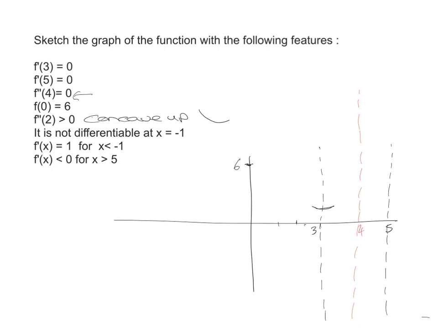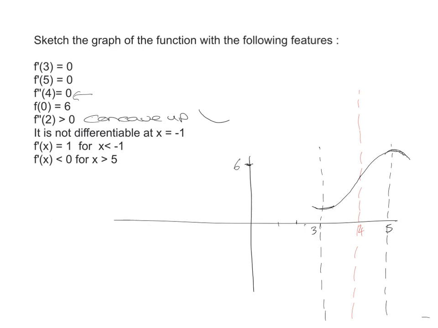And we know the change in concavity is at the point of inflection. So the likelihood is, if that's a minimum, then that's going to be a maximum. And at this point, it changes from concave up to concave down.